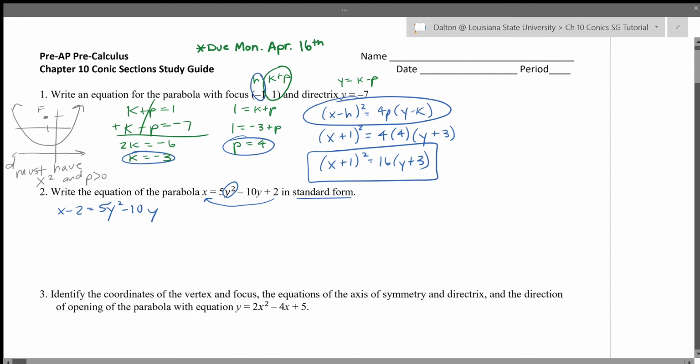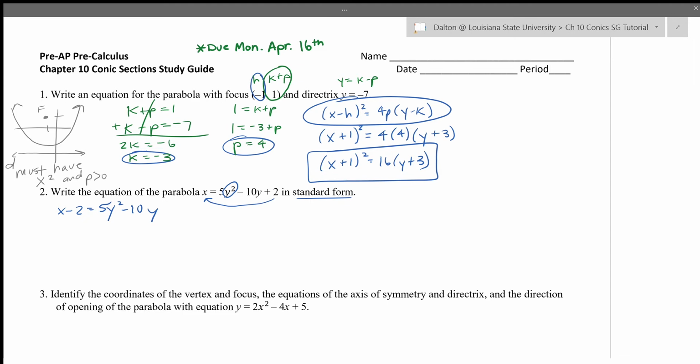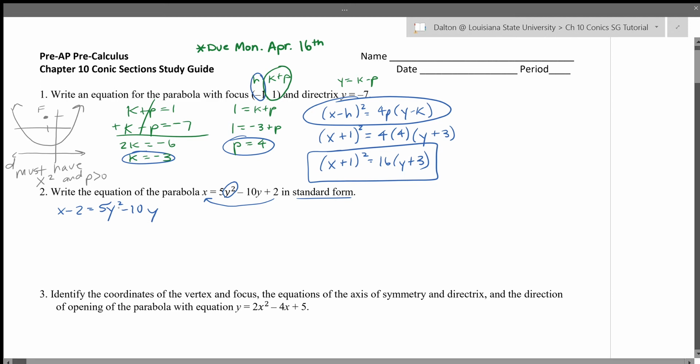And again, this is just preference. I prefer to have all of my squared terms on the left side. So I'm literally just going to swap these two sides and put my y's on the left. In doing so, I've also got to complete the square because your squared term cannot have an a value other than 1. So I'm going to factor out a 5, and that leaves me with y squared minus 2y.